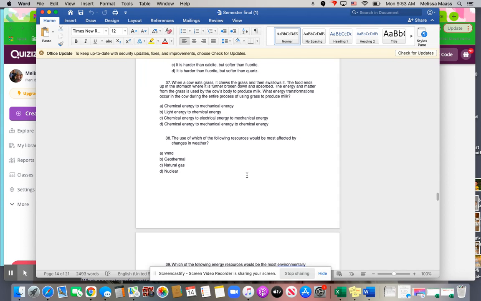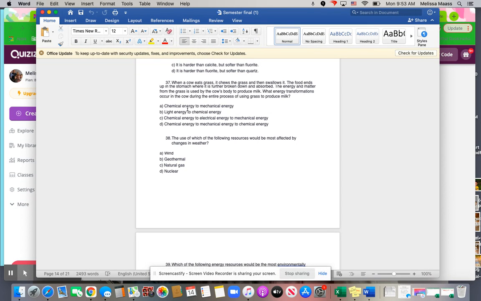So 37, when a cow eats grass, it chews the grass and then swallows it. The food ends up in the stomach where it is further broken down and absorbed. The energy and matter from the grass is used by the cow's body to produce milk. What energy transformations occur in the cow during the entire process of using grass to produce milk? So we need to find out the energy transformations that occur in the cow while it produces the milk.